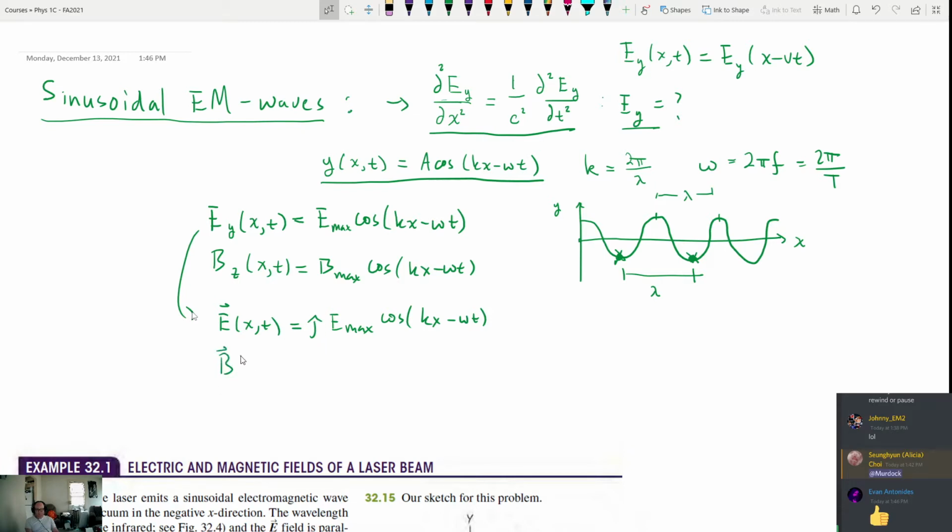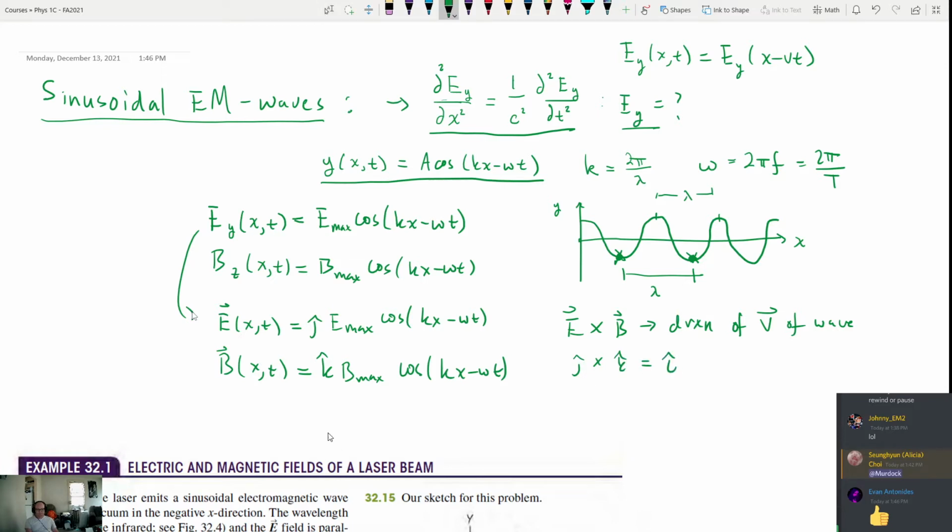We can do the same thing for the magnetic field as a function of x and t. This would have a k hat, and then B max cosine of kx minus omega t. If we write these like this, then we can see things like, if we do E cross B, one of the features we mentioned at the beginning of talking about electromagnetic waves is that E cross B gives the direction of the velocity of the wave. So does that work out if we do j cross k? Yeah, j cross k is i hat, right? So that works out if we write them like that.